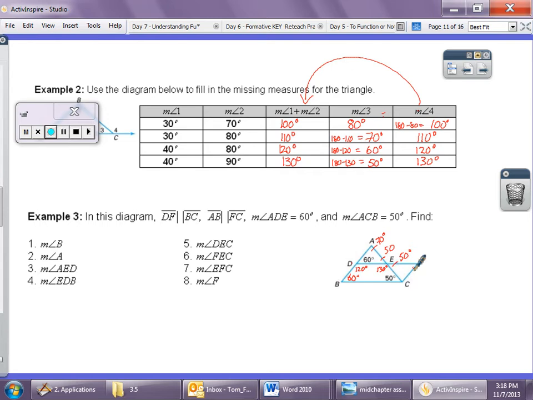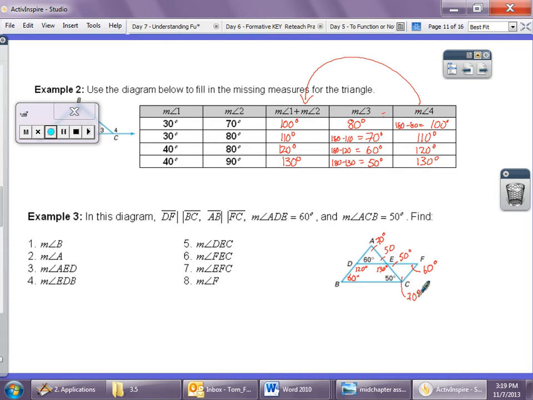And then we can say that this angle right here is 60 degrees. If FC and AB are parallel, cut by a transversal, these are alternate interior angles. And then this last angle, 50 plus 60 is 110. That's going to be 70 degrees.